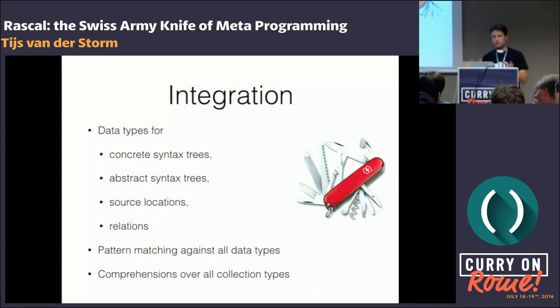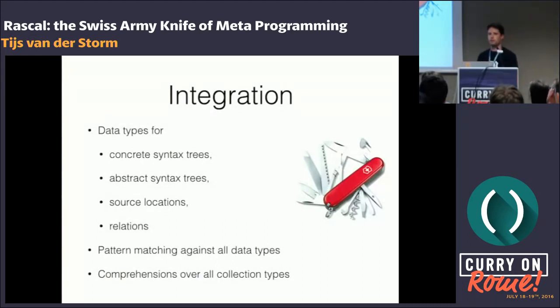So, for instance, we have a lot of built-in data types, like data types for concrete syntax trees, which are sort of abstract syntax trees, but you don't throw anything away. We have abstract syntax trees, of course, but we also have a data type for defining source locations, because often you do something with some part of the source code in your processing. And then we have really powerful pattern matching constructs to do pattern matching against all the data types.